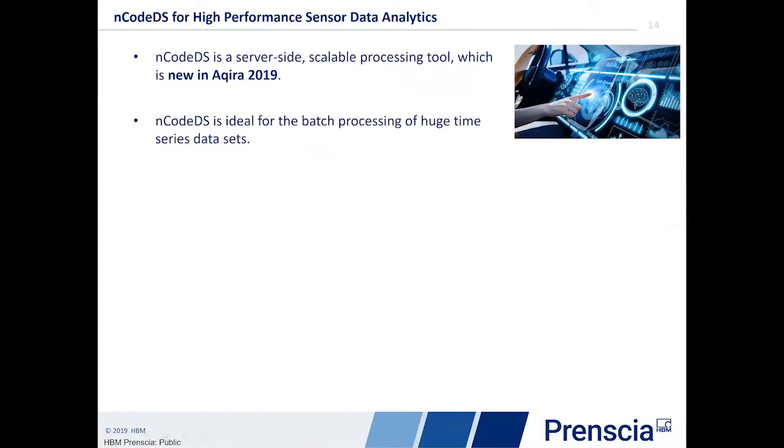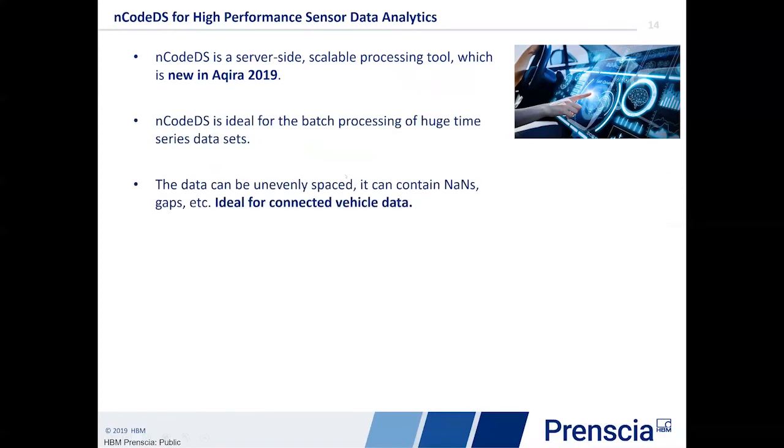And so nCodeDS in Akira offers... those files can be distributed and processed simultaneously, so it gets really fast. Again, the data can be unevenly spaced, doesn't matter. It can contain NaNs, not a number, gaps, etc. So that's the sort of data that comes typically from connected equipment, like connected vehicles, right? But also production plants or whatever, machinery, connected equipment in general.